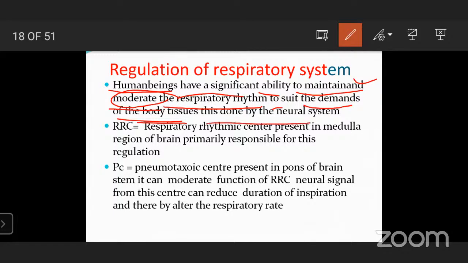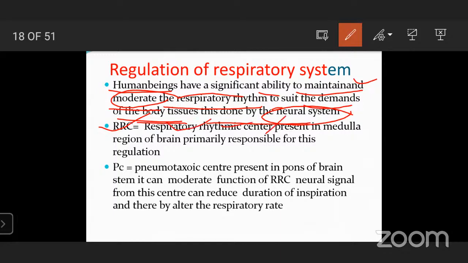This is done by the neural system. Neural coordination is there. So in the regulation of the respiratory system, there are four very important factors. Number one is the RRC. Sir, what is RRC? Respiratory Rhythmic Center.